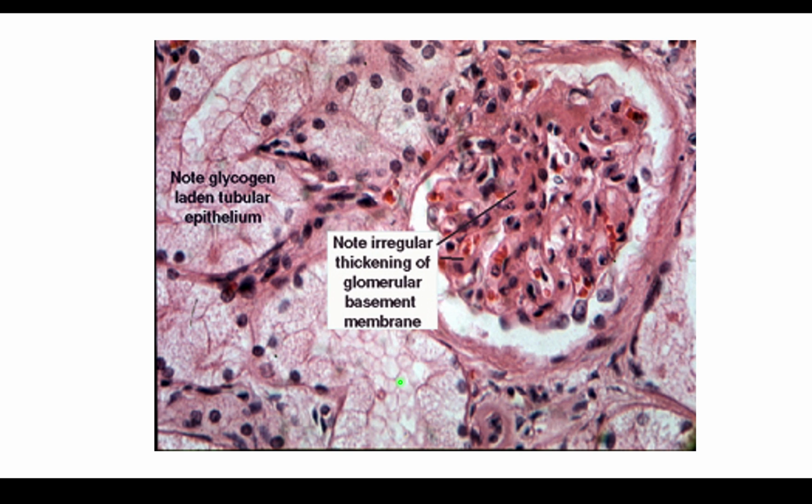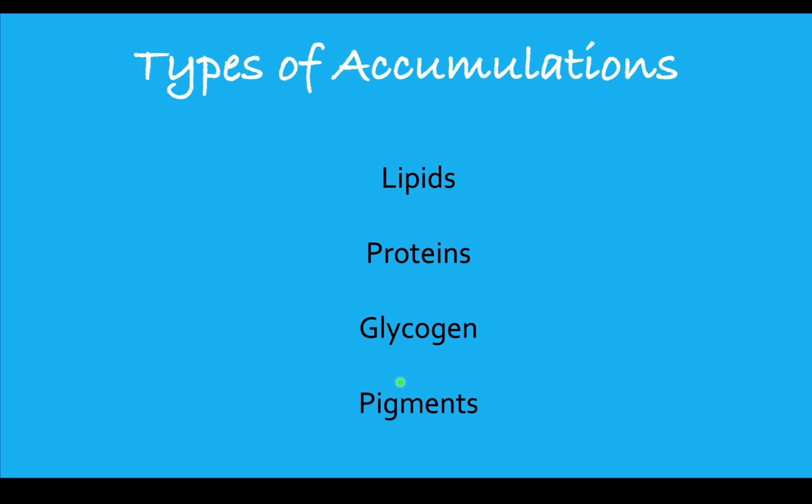Another way that this can happen besides diabetes is if you have a storage disorder. Within the storage disorders, which we'll talk about when we get into genetics, there are some called glycogen storage diseases, and you can actually accumulate glycogen within various types of cells.